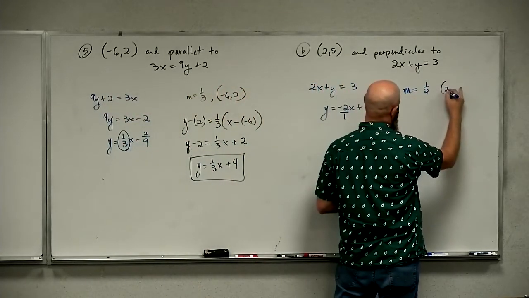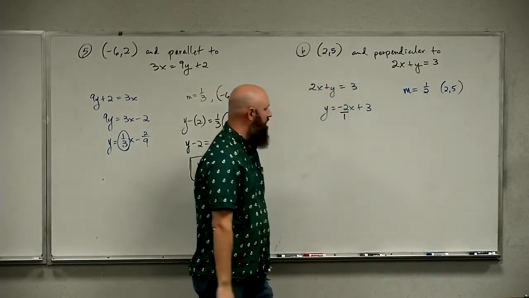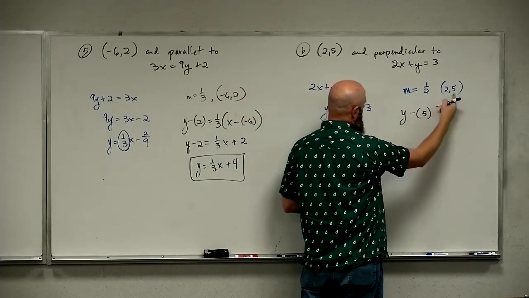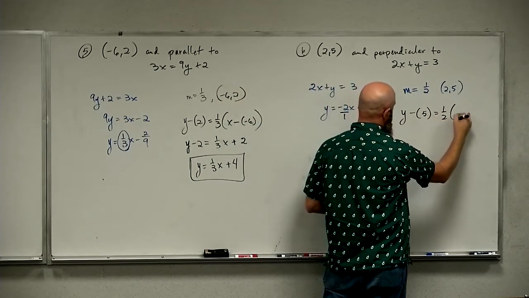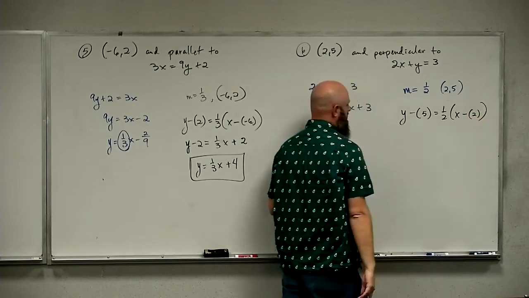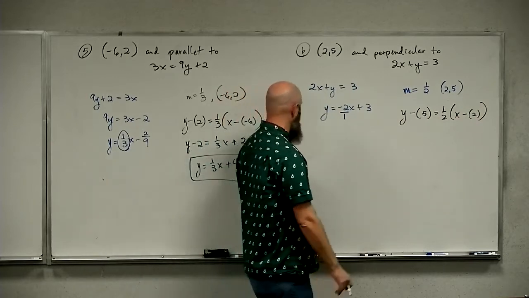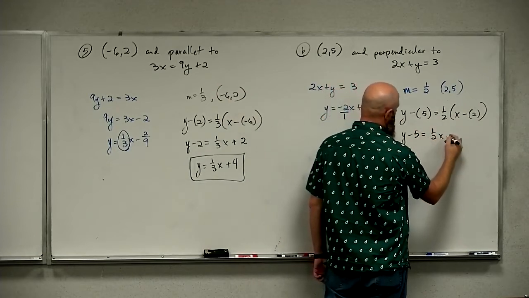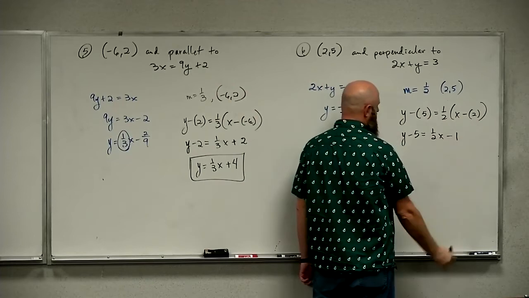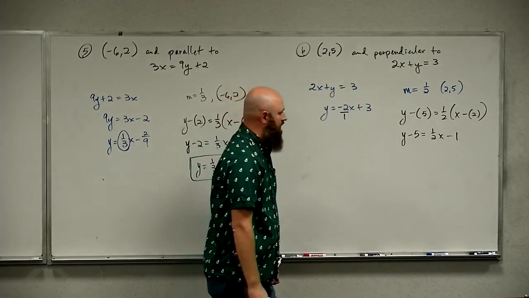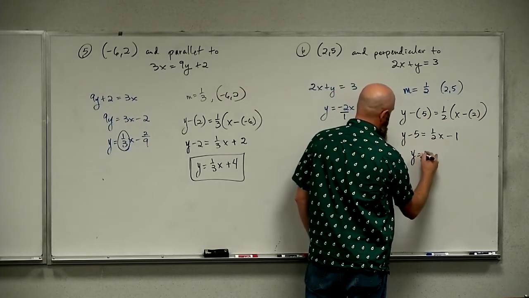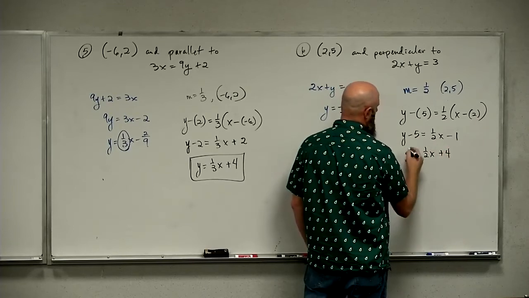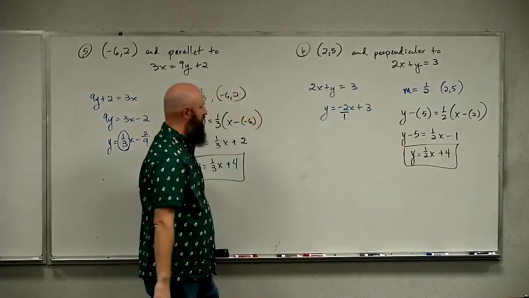Then we use that point (2, 5). Okay? Now we can go y minus the y value equals 1/2 x minus the x value. All right, so that gives me y minus 5 equals 1/2 x minus 1/2 of 2 is 1. We add our 5 to the other side. And so 1/2 x negative 1 plus 5 is a positive 4. And there is our equation.